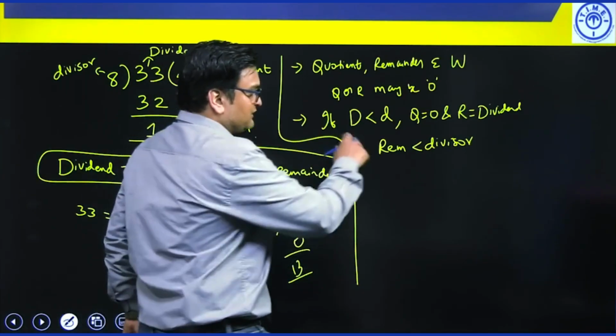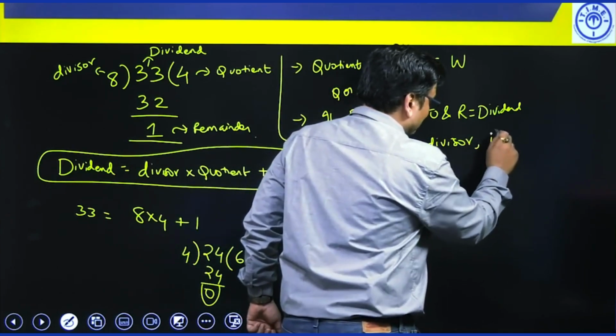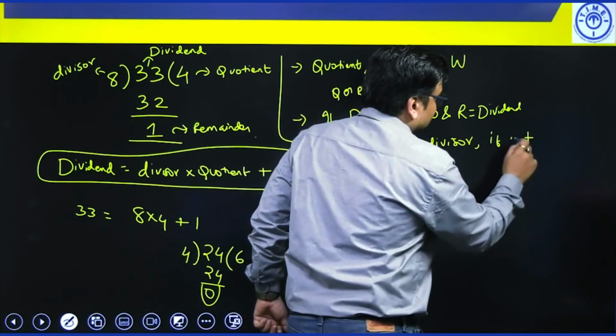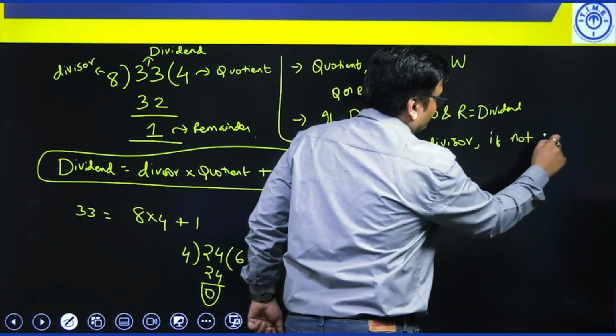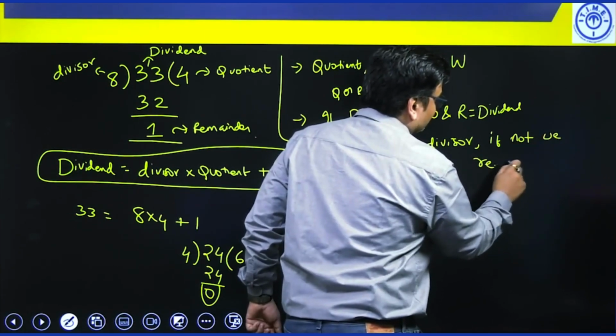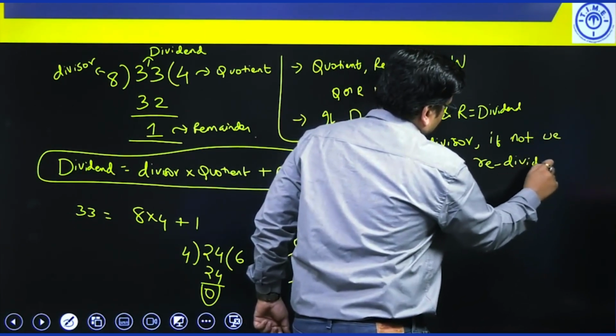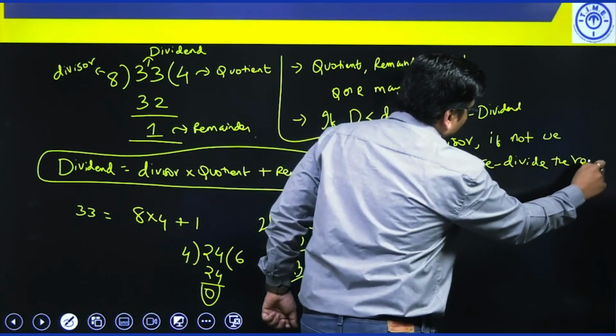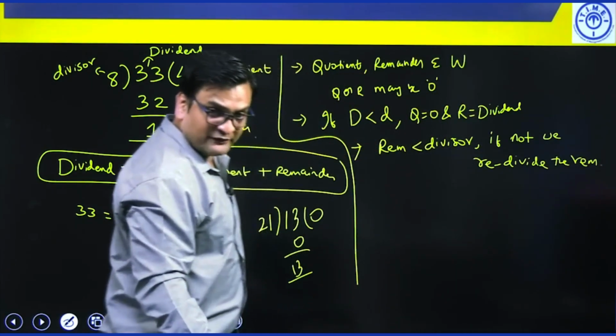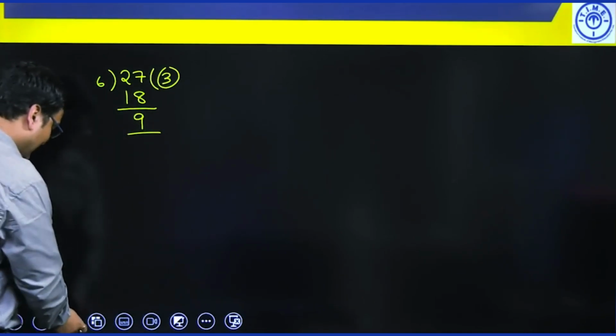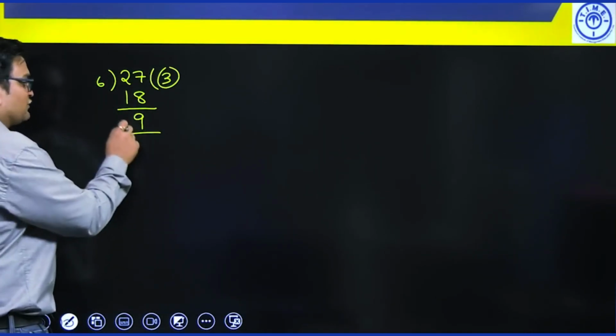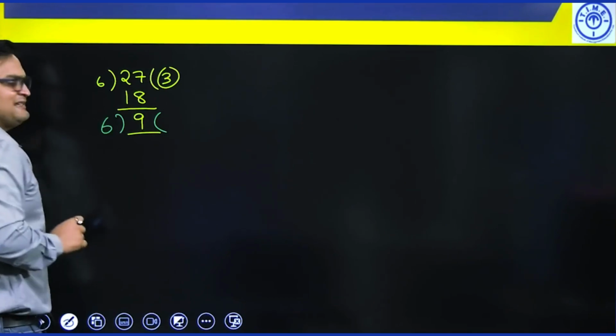So, what do we do in that case? Let me just write it down. Remainder should be less than divisor. If not, we redivide the remainder obtained. What do we do here? Whatever is the remainder that we have here, we are going to redivide it. So, that means again we are going to divide it by 6.